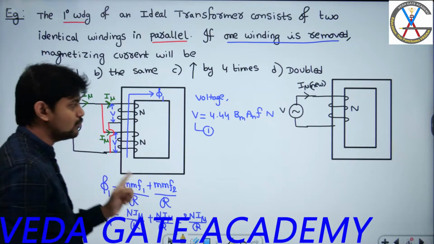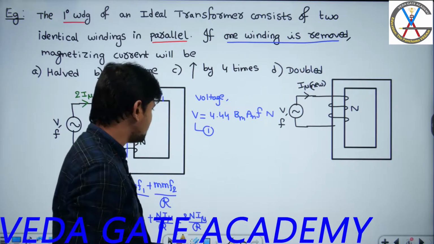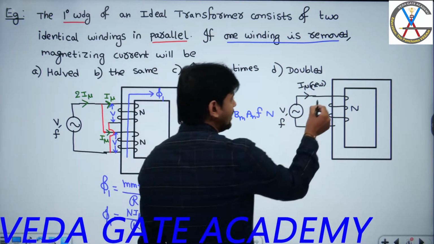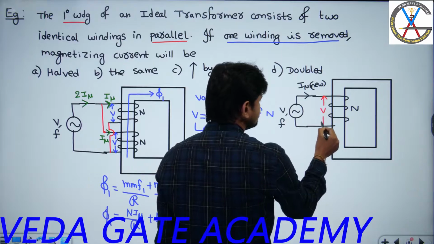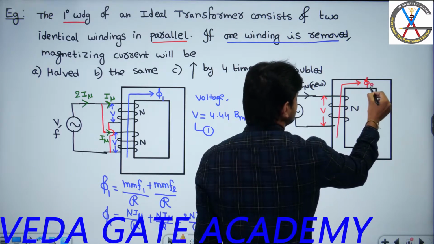In the previous case I have applied a voltage V. In the new case also I will apply the same voltage V. If I supply the same voltage V, can you tell me how much voltage will be induced across this N number of turns? Obviously the same as V. And let us assume that the total flux produced in this second case is phi 2.